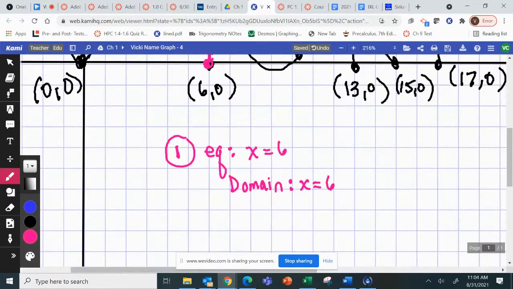And then my range. Remember, the range is the y values. I'm going to just write x here and y here. You don't have to write those. I'm just writing them because I want to make sure everybody knows what I'm finding. So my range is the y values.